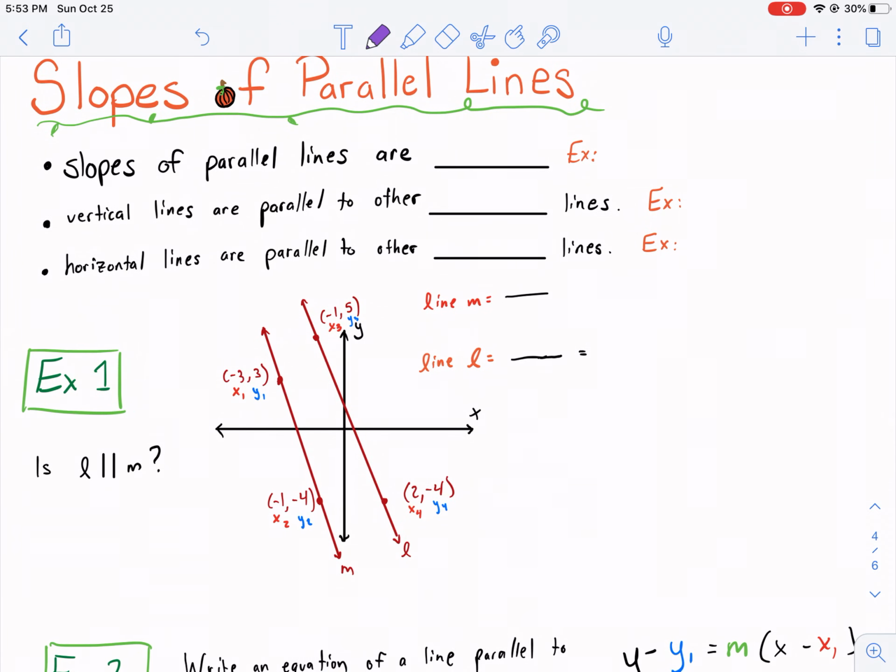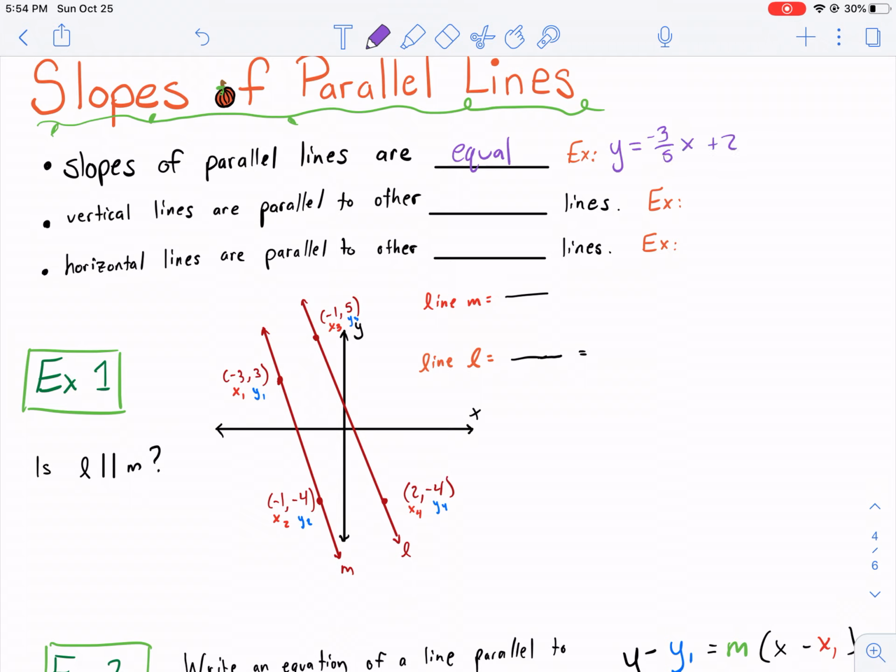Slopes of parallel lines are equal. So they are the same. I'll give an example here. If we have y equals, let's say, negative 3 over 5 x plus 2.